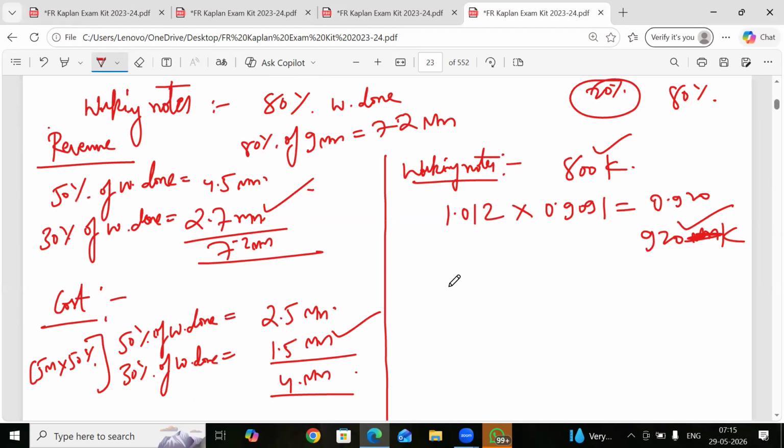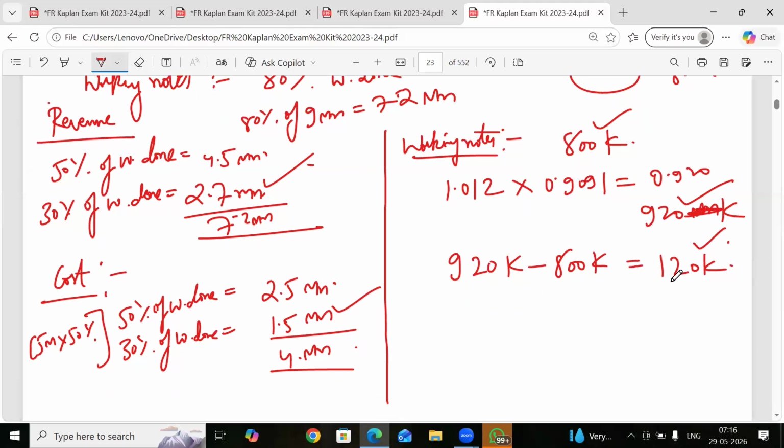So 920K minus 800K, that is three zeros omitted. So it comes to be 120K. This much more provision they have to make. And they have to show it in the operating expenses. Okay, so we will do that right now.